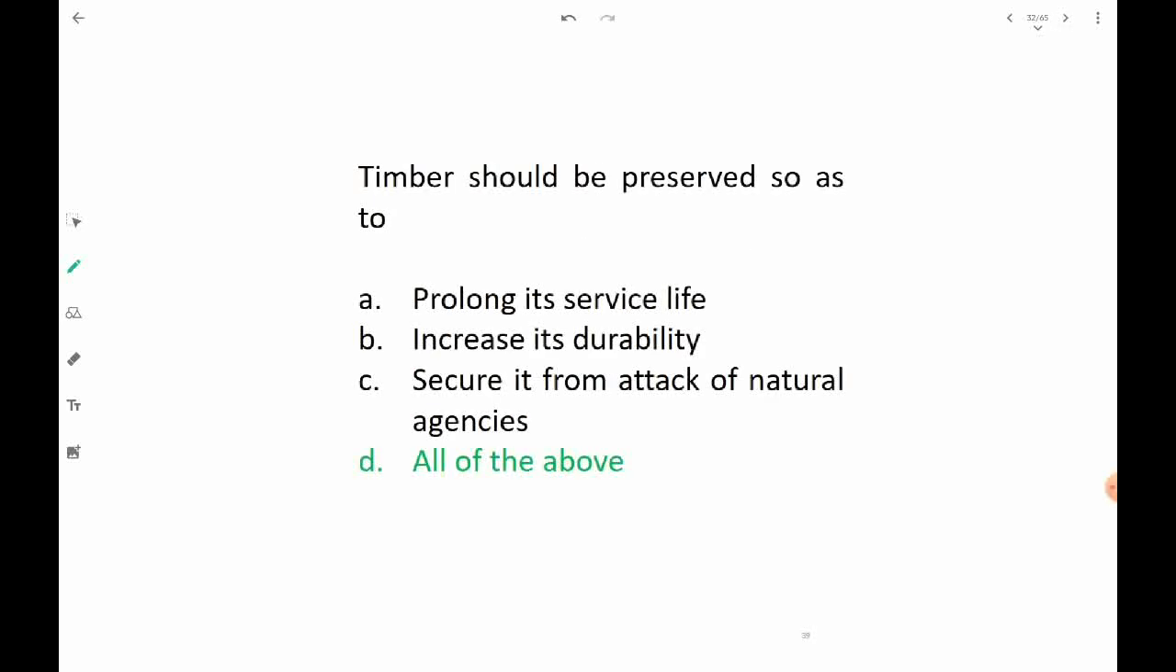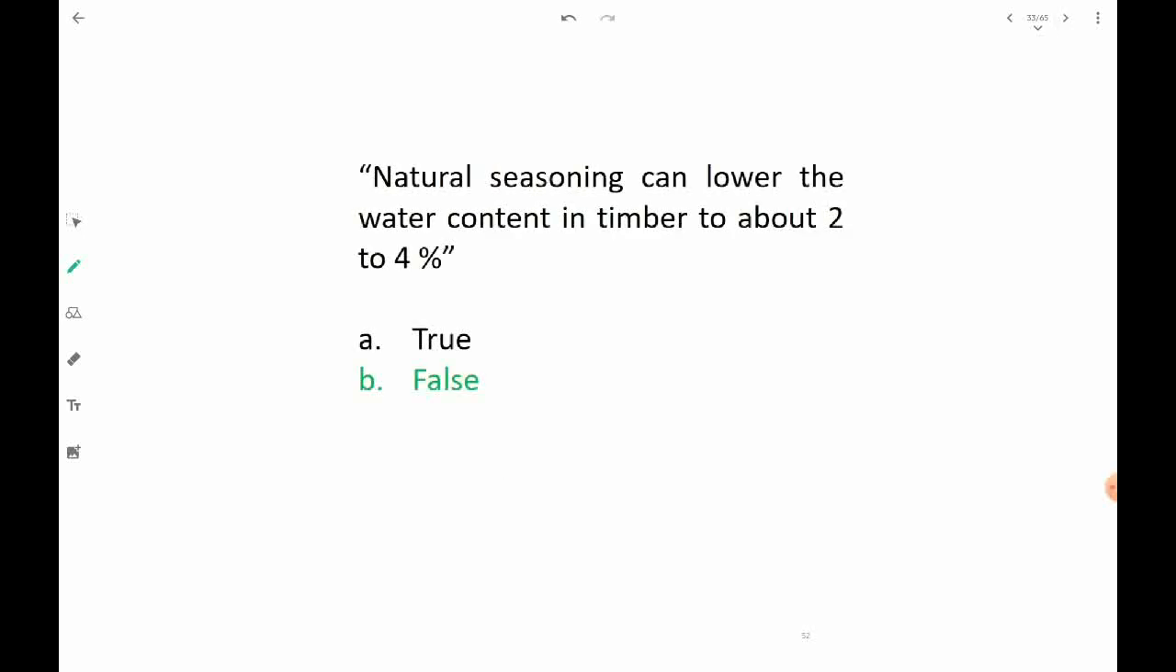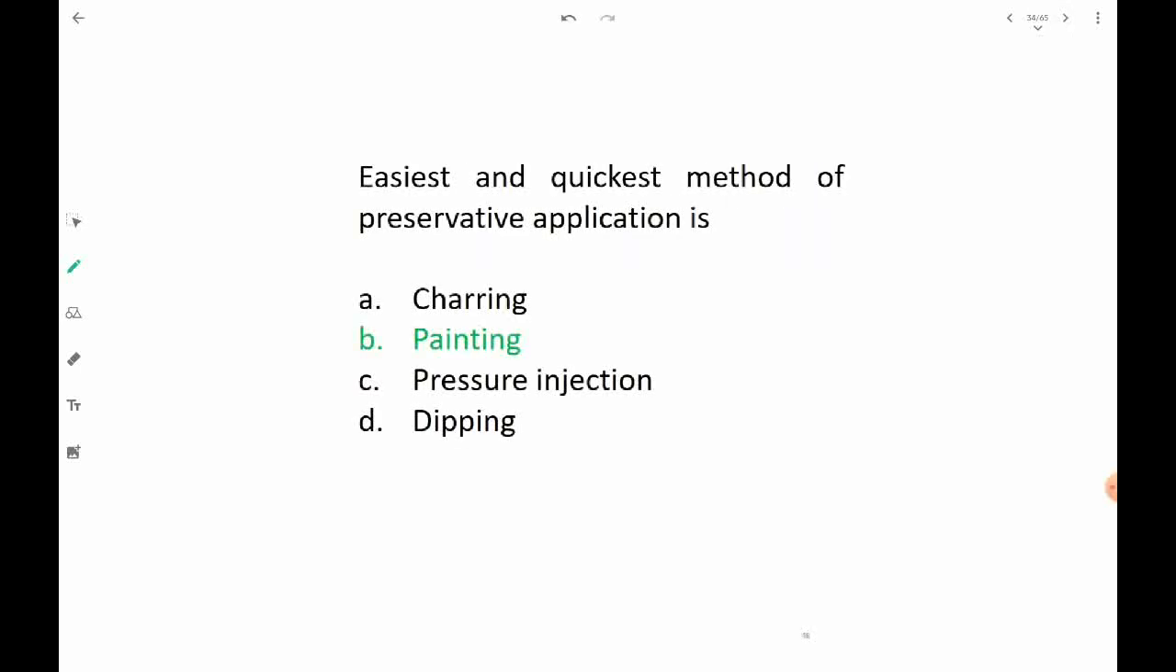Timber should be preserved so as to prolong its service life, increase its durability, and to secure it from attack of natural agencies. Natural seasoning can lower the water content in timber up to 2 to 4%. It is false. Natural seasoning can take the water content of timber to 10 to 12% only. Then, the easiest and quickest method of preservative application is painting.